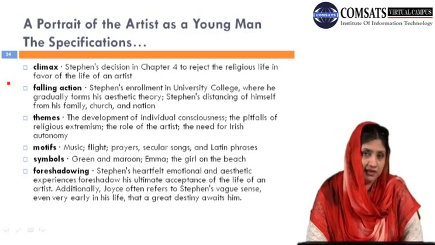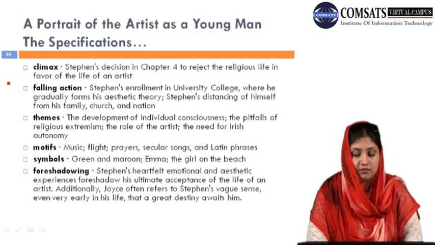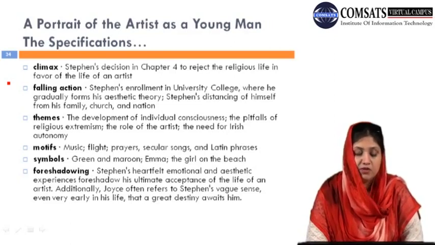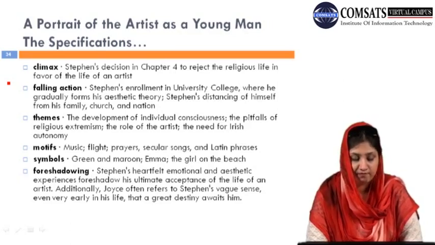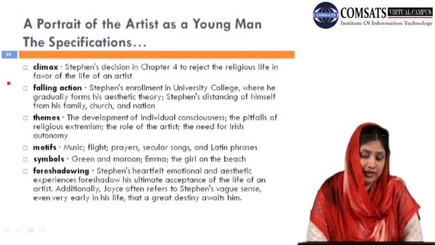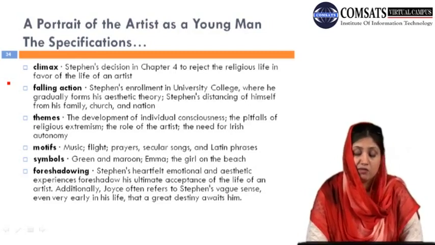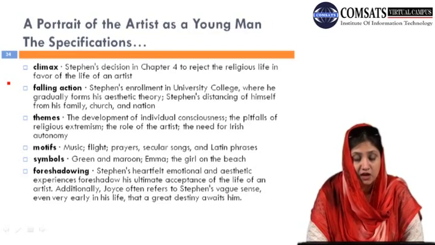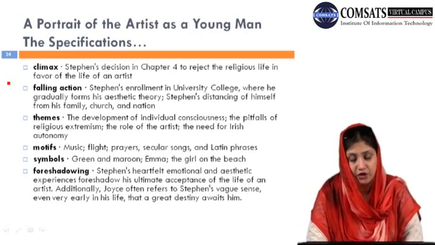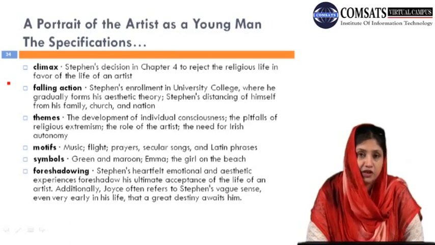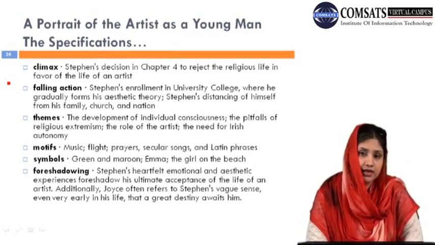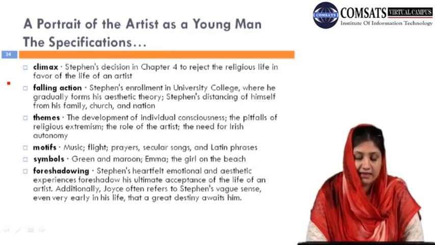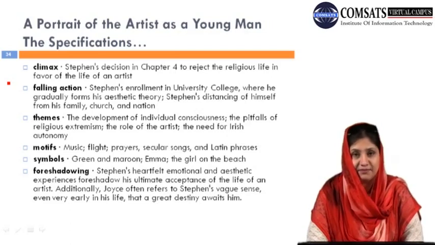And basic motifs and symbols, since it's an allegorical novel, which are used for that matter: music, flight, prayers, secular songs, and Latin phrases, green and maroon colors, Emma, the girl on the beach. The foreshadowing of the novel can be taken as Stephen's heartfelt, emotional, and aesthetic experiences foreshadow his ultimate acceptance of the life of an artist. Additionally, Joyce often refers to Stephen's vague sense, even very early in his life, that a great destiny awaits him.